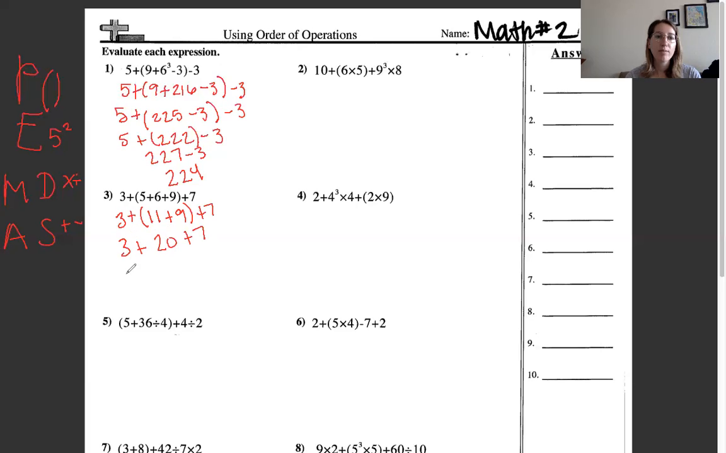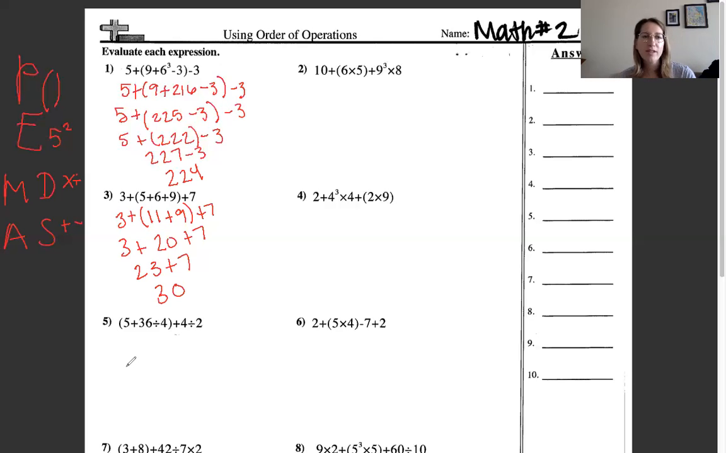And then 3 plus 20 is 23 plus 7, and 23 plus 7 is just 30. Woo, all done. Easy peasy, lemon squeezy. Very nice. It's always really exciting. All right, I know I went kind of fast on that one. It's a little bit simpler.